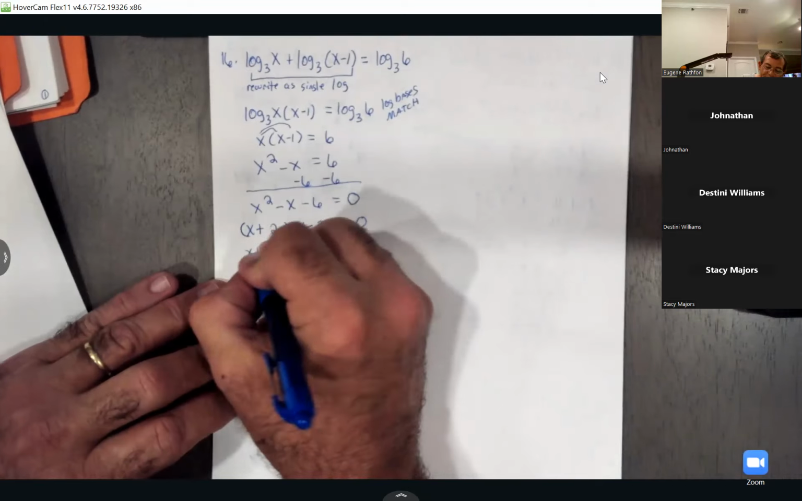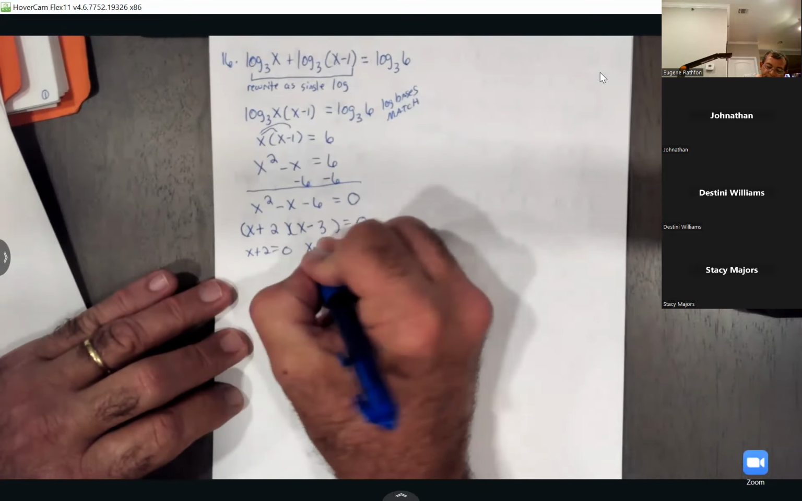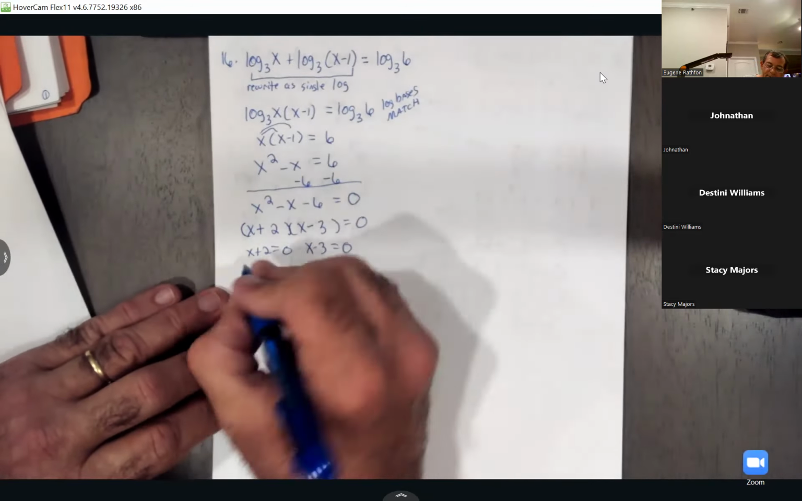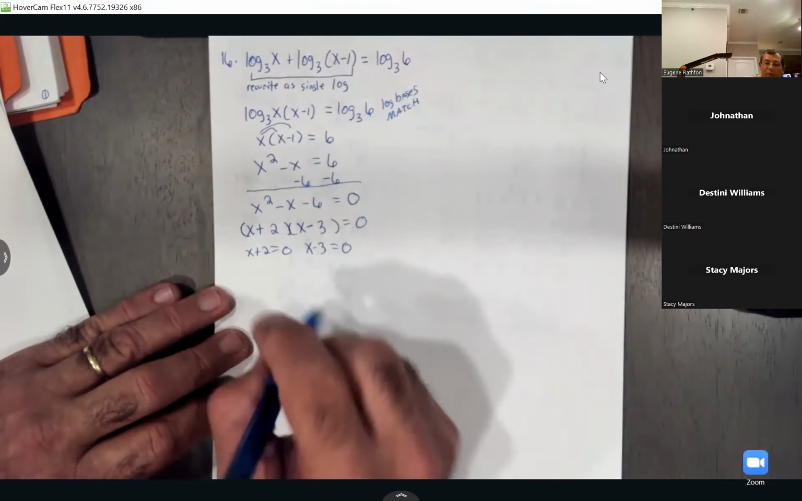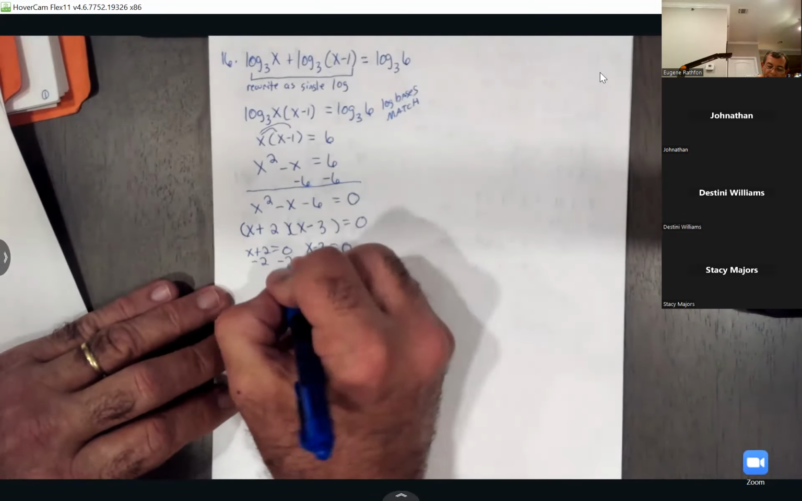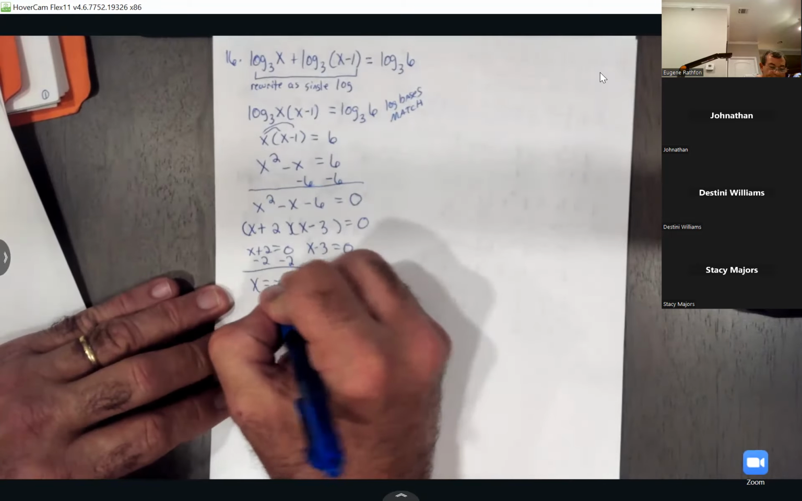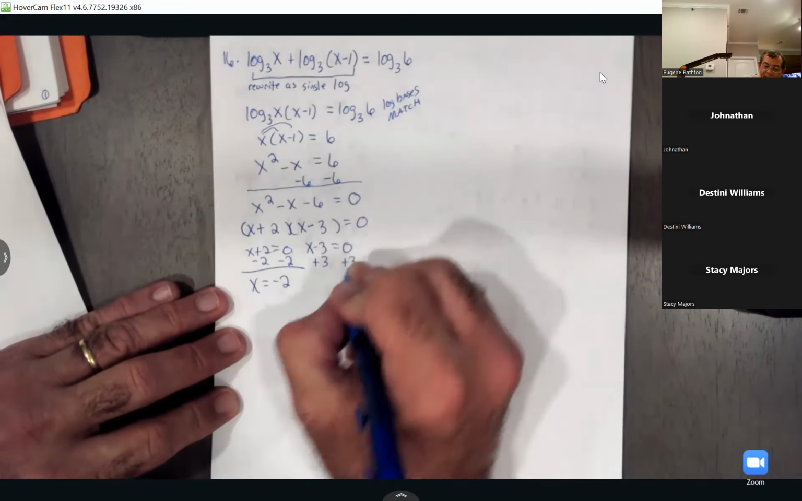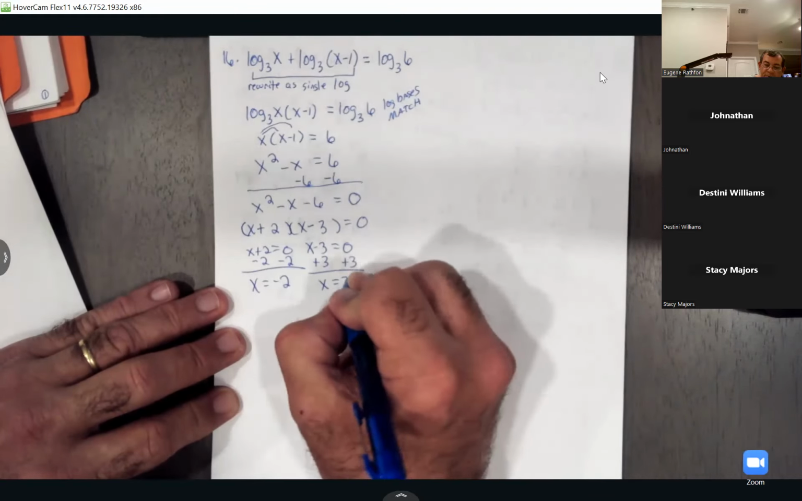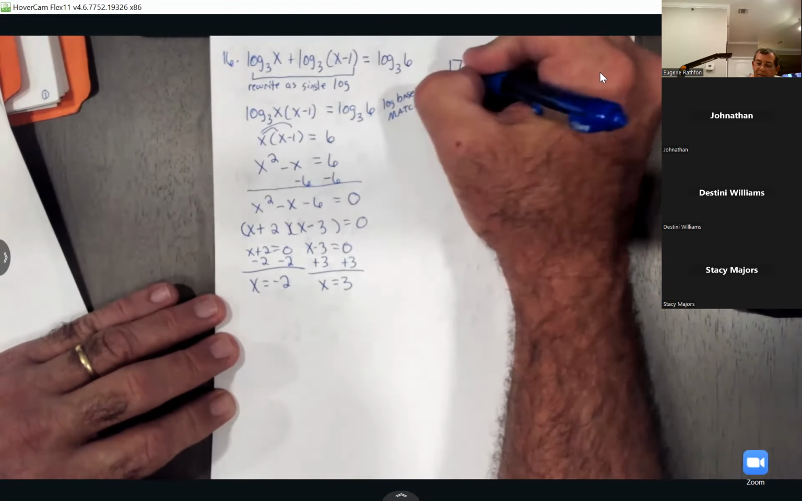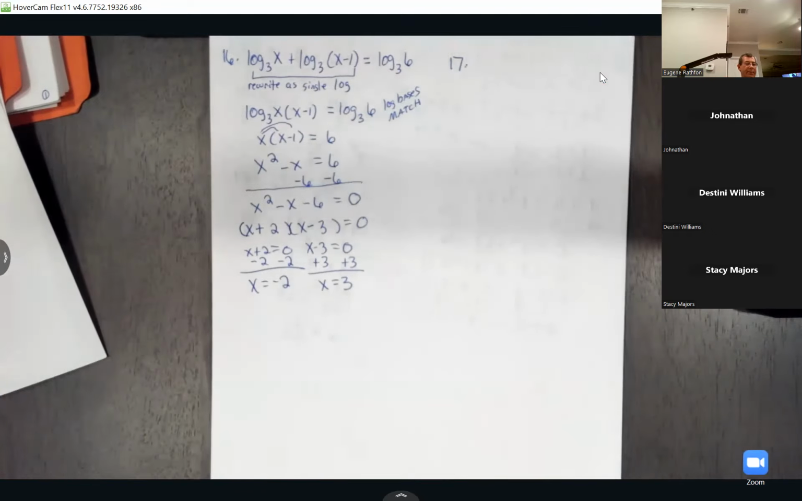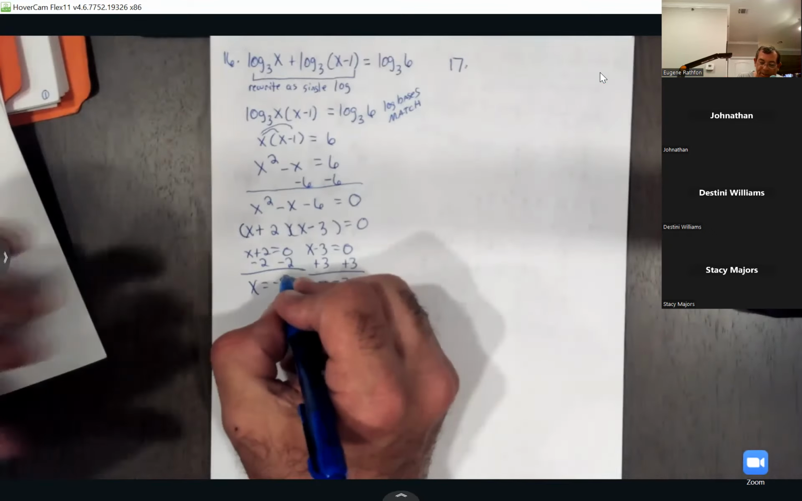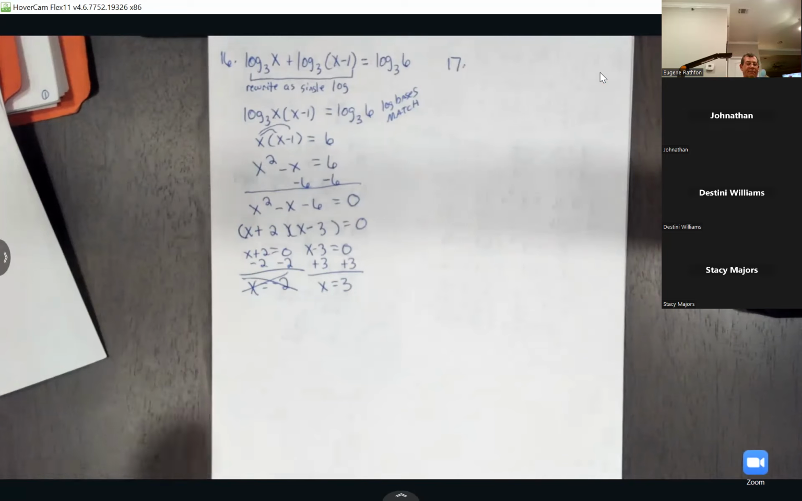All right, set both of them equal to 0. The first one, we're going to subtract 2, so X equals -2. Second one, I'll add 3 and get X equals 3. So final answer: 3. All right, so I want to kick out that -1 again.